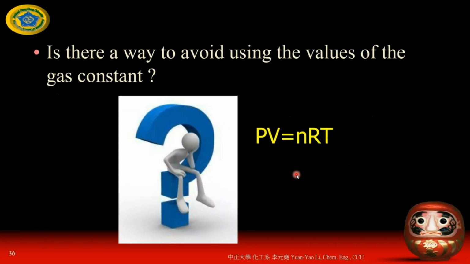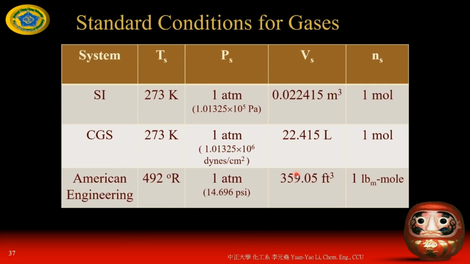Okay, so let's move to 5.2b, standard temperature and pressure. Is there any way to avoid using the gas constant? Do you know how to avoid using the gas constant? That's if we have a standard condition for gases, we use that as a standard. So we don't need to remember the constant R.